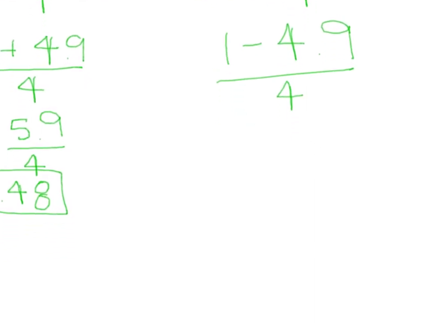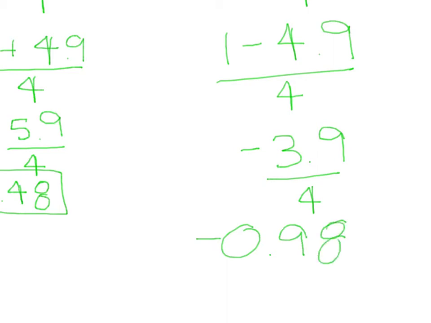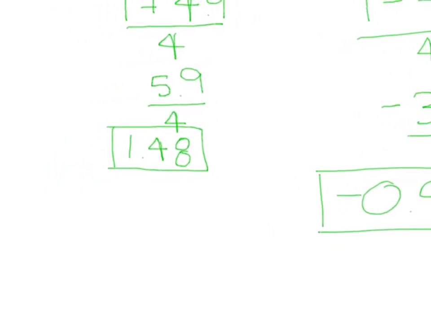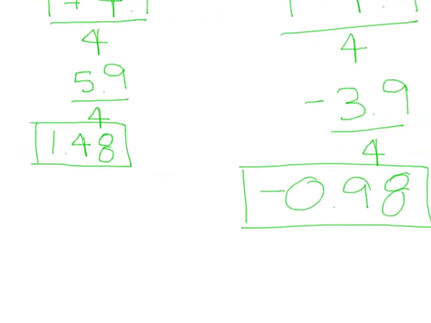All right, when I do 1 minus 4.9, I'm going to get negative 3.9. So I'm going to put negative 3.9 divided by 4. And when I divide that out, I'll get negative 0.975, which I'm going to round to the hundredth. And I'm going to put negative 0.98. So here are my two answers. Negative 0.98 and 1.4. Doesn't necessarily matter what order you write them in, just as long as you include them both.